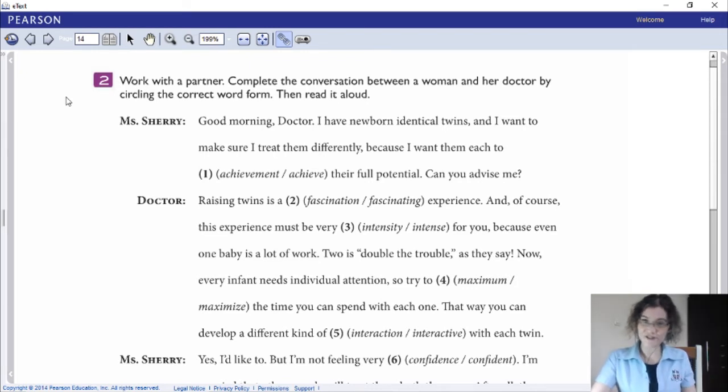Let's try the beginning together. Good morning, doctor. I have newborn identical twins, and I want to make sure I treat them differently because I want them each to achieve their full potential. Can you advise me? Now, which out of these 2 is the correct one in the context of this sentence? What do you think? Of course, achieve. I want them to achieve their full potential. Okay, you are going to complete the rest of the conversation, circling the correct part of speech for that sentence and that context. Go ahead.